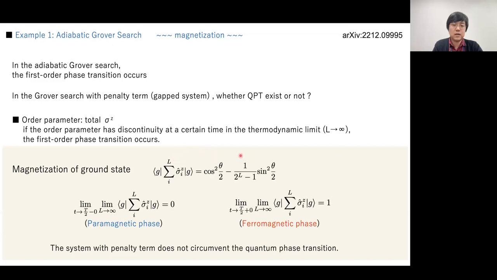So we can analytically obtain the total magnetization, given by this expression. And we take the thermodynamic limit, and we take the limit from the negative direction and the positive direction to T equal capital T over two. So this result shows that the magnetization has a discontinuity. And this result also shows that the system with penalty term does not circumvent the quantum phase transition.